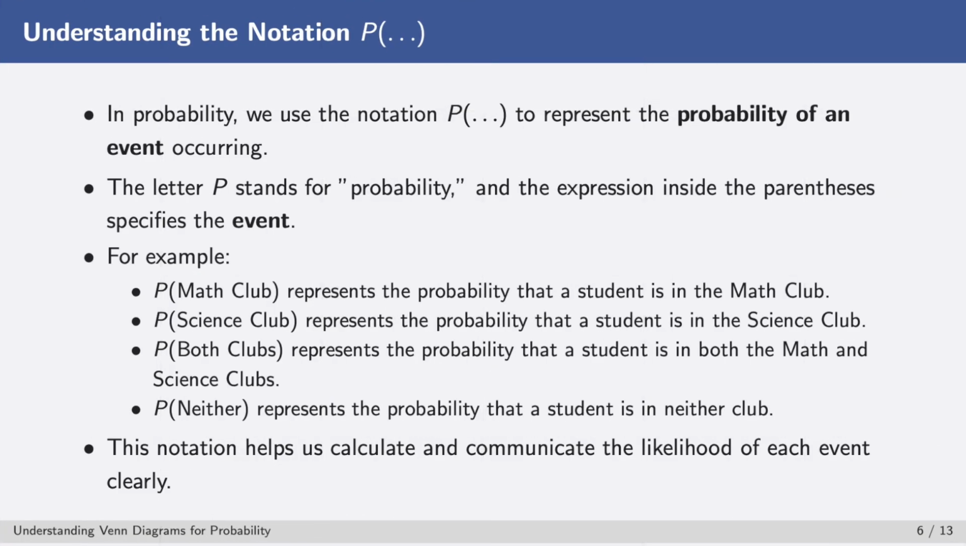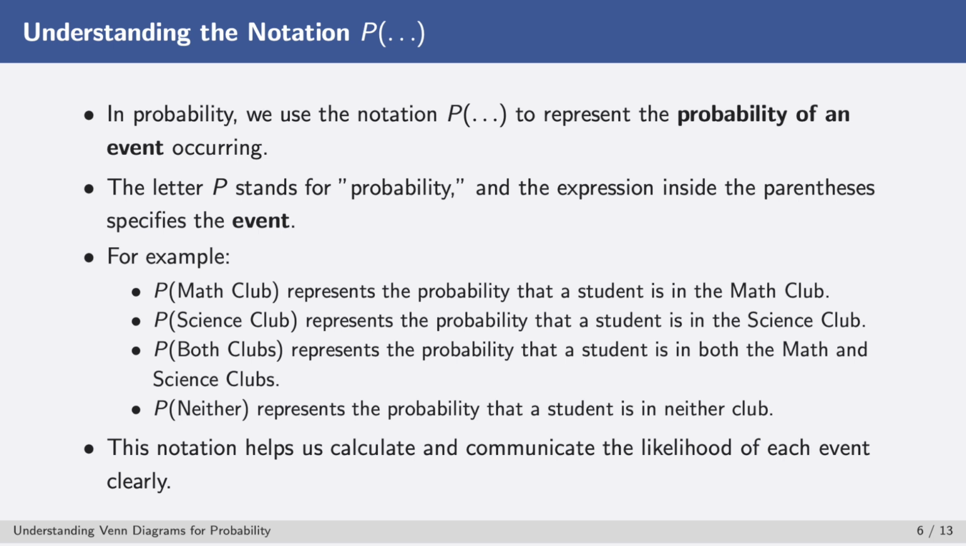On this page, we're talking about the notation P( ) for probability calculations. The P in front stands for probability, and what we put inside the parentheses is the event we're calculating. For example, if we write P of math club, it means the probability that a randomly selected student is in the math club. Similarly, P of science club would represent the probability that a student is in the science club.